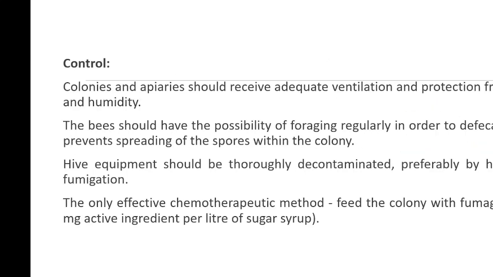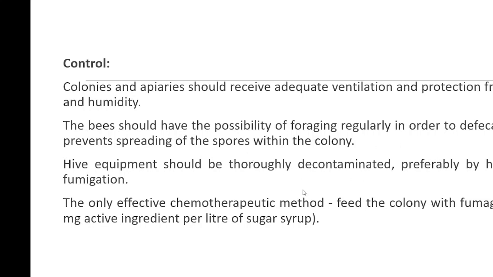Then coming to the control measures. We do not have very proper control measures against most honeybee diseases. Colonies and apiaries should receive adequate ventilation, since poor air circulation can be one factor promoting the spread of this disease. Protection from cold as well as humidity should also be improved. The bees should have the possibility of foraging regularly in order to defecate, because elimination of excretory matter is an important thing that should be allowed. This prevents the spread of spores within the colony.